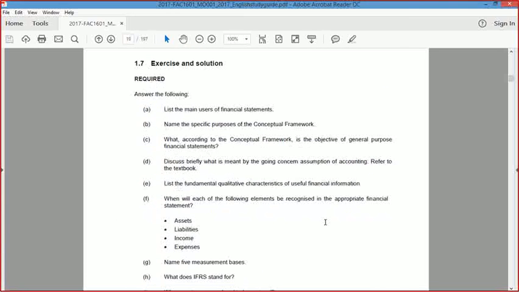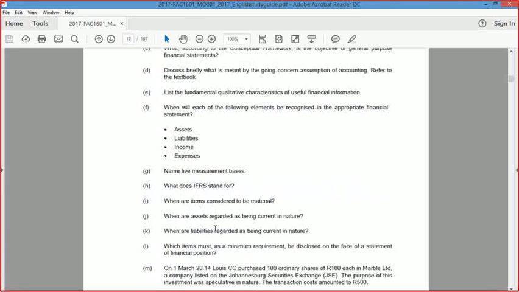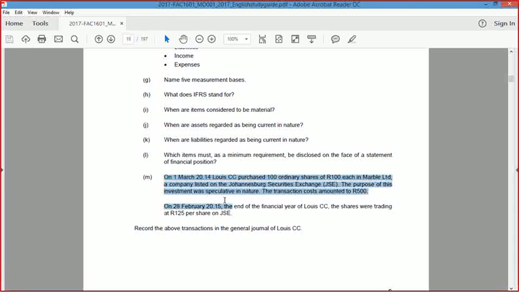Okay, here's the exercise and solution. They do give you solutions to this. I just want to quickly run through these questions, and then I'm going to focus on this last one because there's an accounting question there. On 1st March, Lewis CC purchased ordinary shares. So we'll discuss that one together.